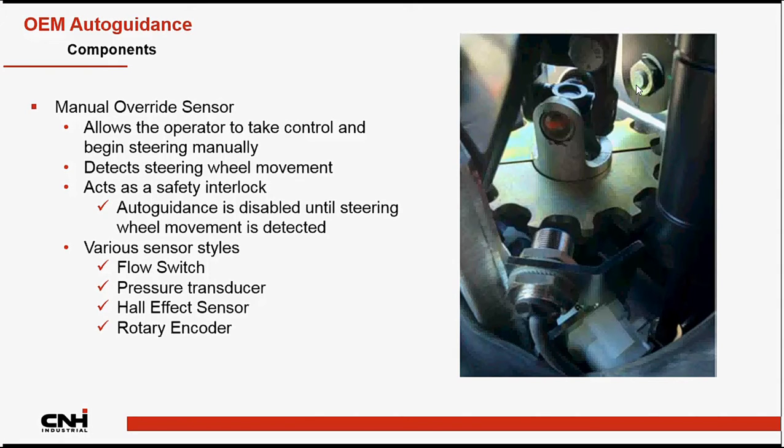Manual override sensor. It allows the operator to take control and steer the machine manually. Detects steering wheel movement. This is just a safety switch pretty much. And there's 4 different kinds of sensors that allows this function to happen. Like, you can use 4 different sensors for any application.